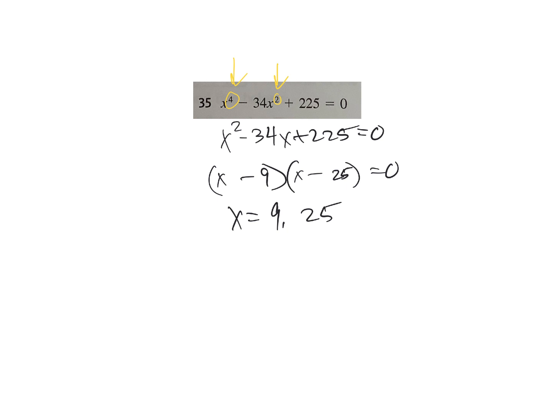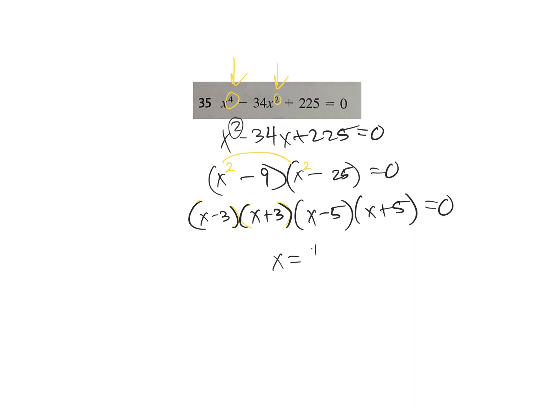Except that's only if it was x squared. So what we really have is an x squared and an x squared. That's how you're going to get x to the fourth. Okay, so you have to take a look at those positions. So you rewrite it as x squared minus 9 and x squared minus 25. And you should notice that's the difference of squares. So x minus 3, x plus 3, x minus 5, x plus 5. So our answer should be positive negative 3 and positive negative 5.